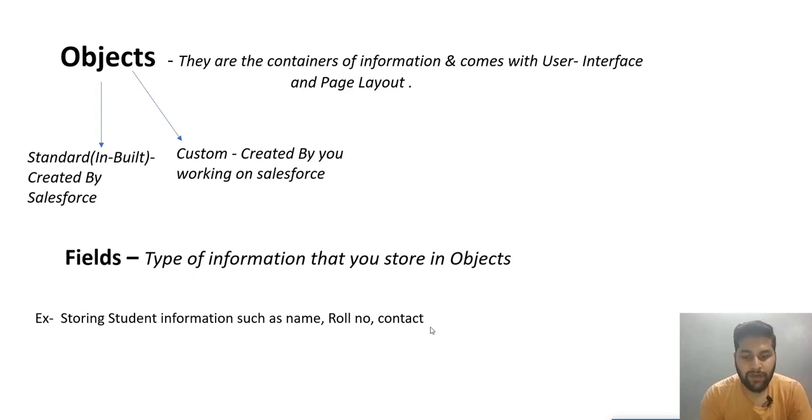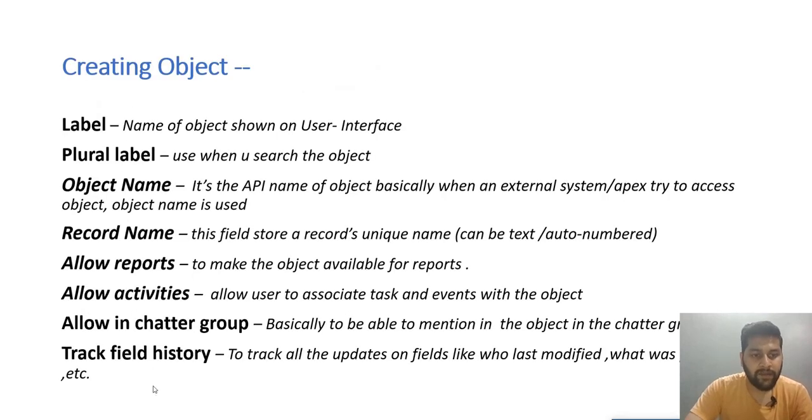Now moving further ahead. These are the terms that we understood: label, the name of the object shown in the user interface; plural name, used when you search the object; object name, an API name used by external systems; record name, the field that stores a record's unique name, which can be text or auto number; allow reports, to make the object available for reports; allow activities; allow in chatter group; and track history. That we understood and have seen.